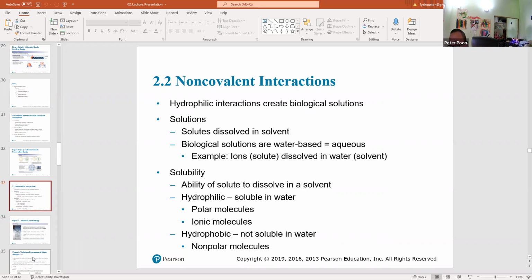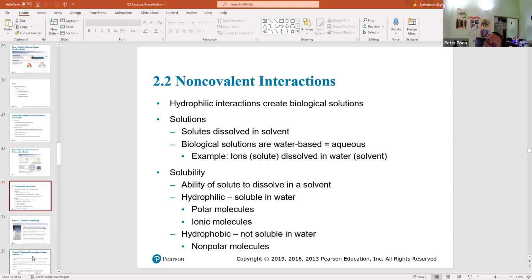Hydrophilic interactions create biological solutions. Our body is about 70% water, right? I'm sure you know that from PBS specials and stuff like that. That's true, our bodies are about 70% water, and therefore solutions in our body deal with water and things that are dissolved in water.